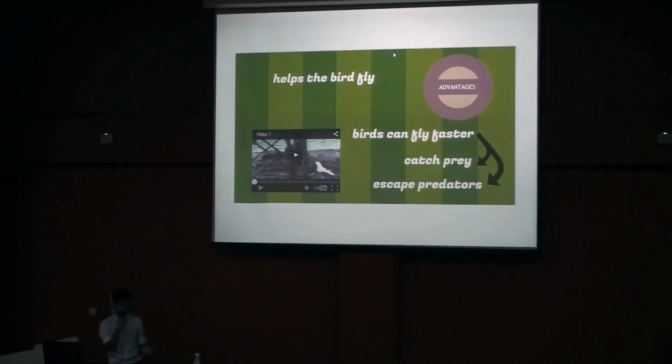Now, the advantage of an aerodynamic body is that it helps the bird fly. I mean, if you have a lot of air resistance, you won't get yourself off the ground because there's too much air pulling you down. And it also helps the bird fly faster to catch prey or escape predators.